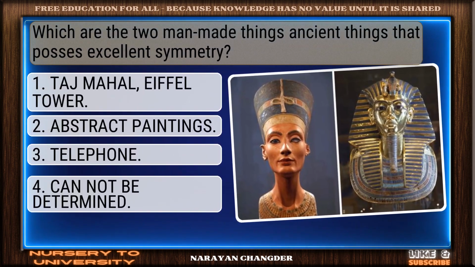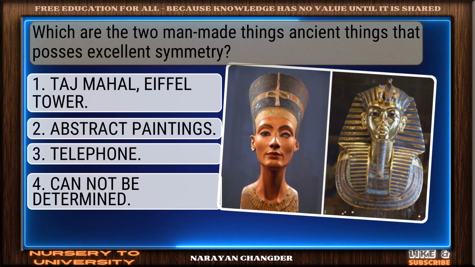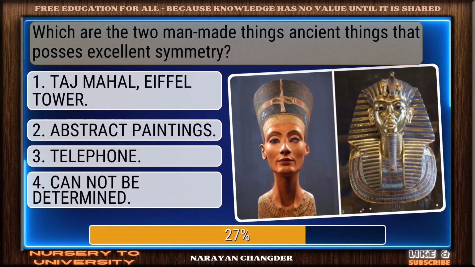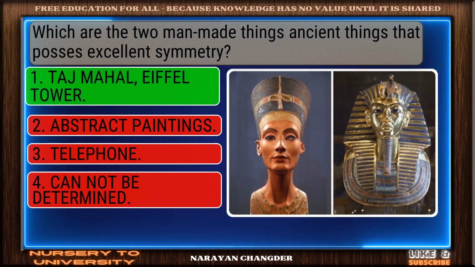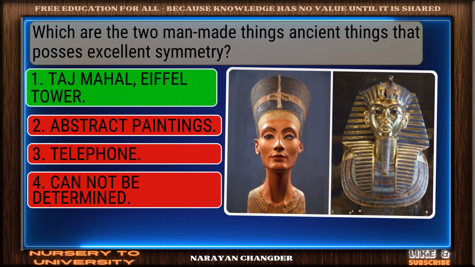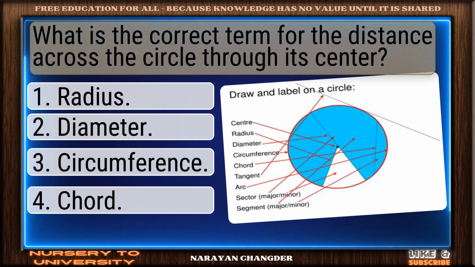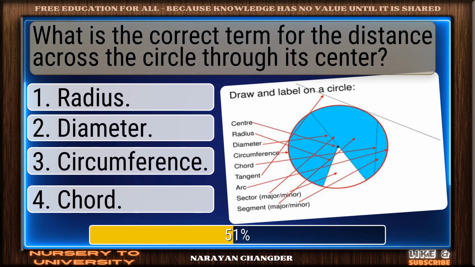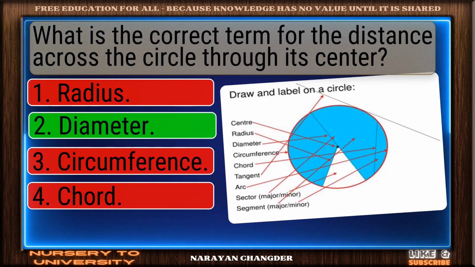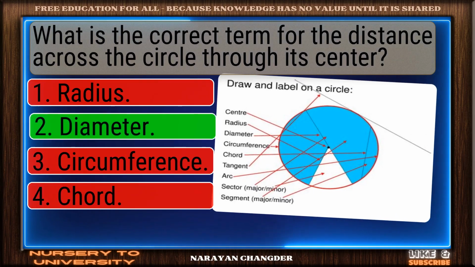Which are the two man-made, ancient things that possess excellent symmetry? Nice selection. Taj Mahal, Eiffel Tower is the correct and valid answer. What is the correct term for the distance across the circle through its center? Good job. Your answer diameter works well here.